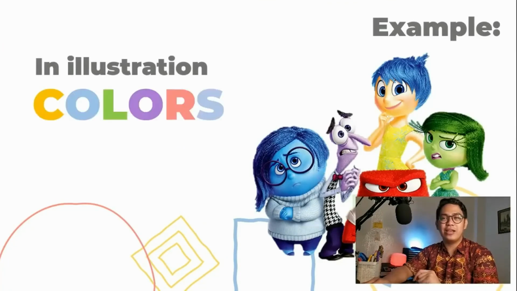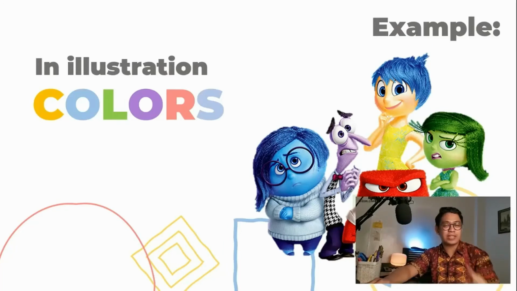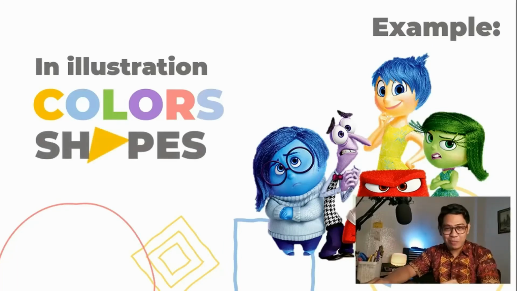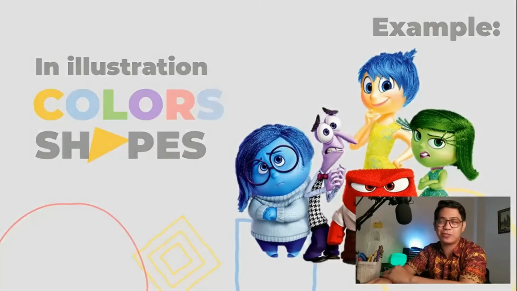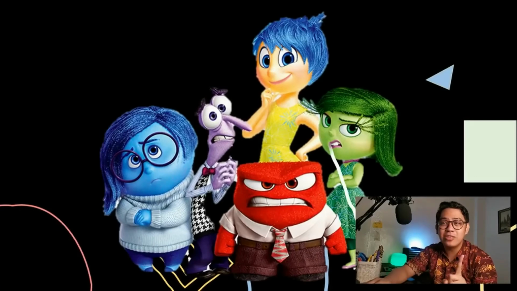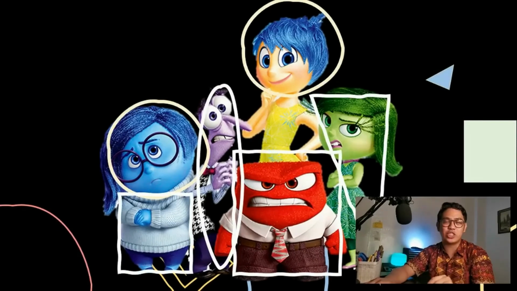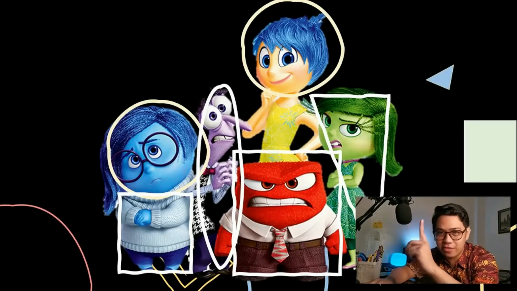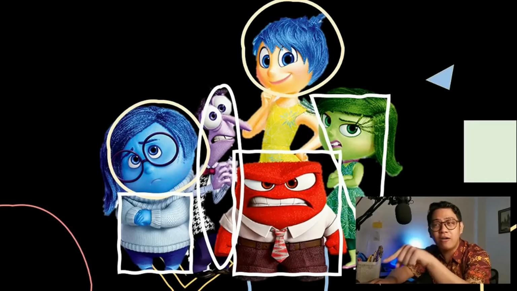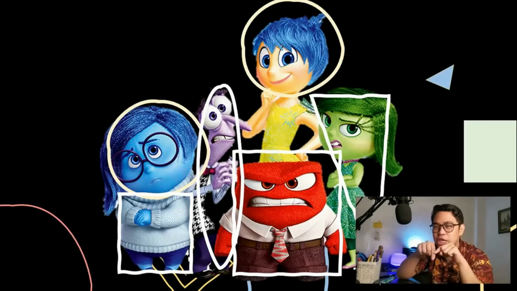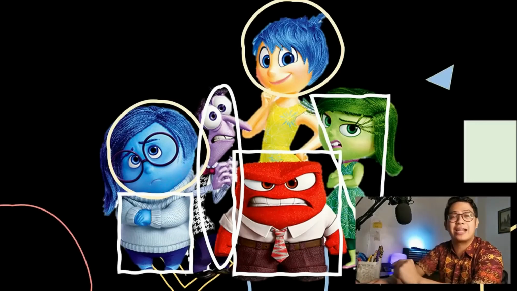In illustration, we can always depend on colors when we want to convey emotions. But the shapes also matter. One famous example is the design of the characters in the cartoon or the animation Inside Out. Notice how these characters are created using the three basic shapes. We can see that Joy is created with a circular design, but Anger is created using the shape of a square, a rigid shape. Now let's try to relate it to their characters.